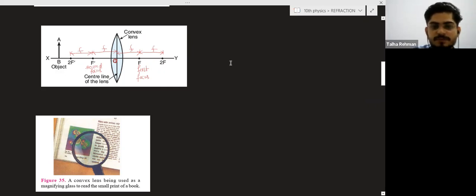Here, small f is the focal length, and focal length is the distance between the optical center and the focus. F is the distance between O and F, and the same distance is between F and 2F.